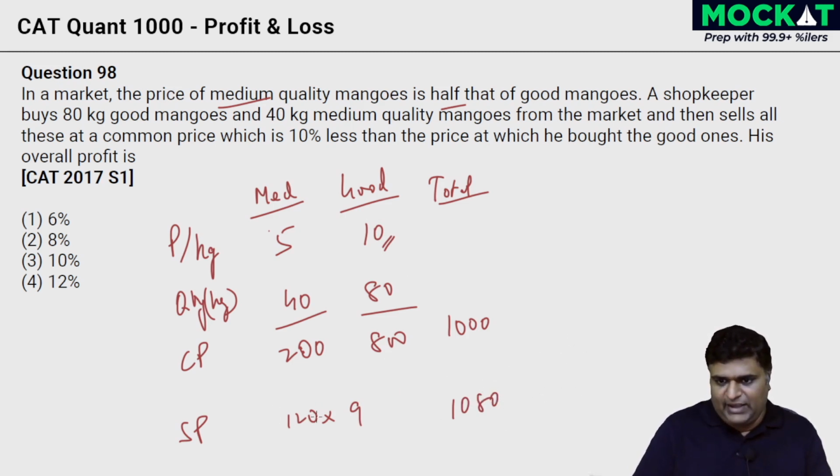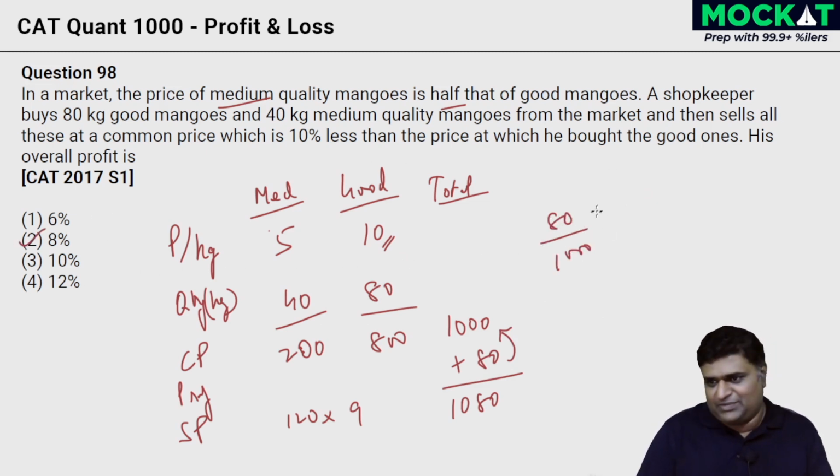Why? 120 kg over here. Selling price per kg is 9 rupees, 10% less than this. And therefore, the profit made over here overall is 80 rupees. Now, his overall profit is what? In percentage terms, it's understood. Profit is a percentage of the cost price. So 80 by 1000. You should be knowing at this stage it's 8%. Or if you want to find out, strictly use it into 100%. Two zeros are cancelled, 1 0 over here, and it's 8%.